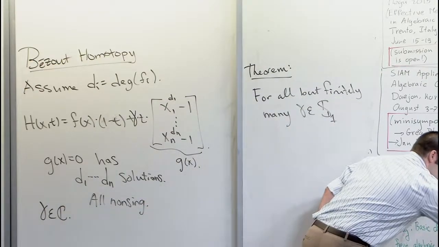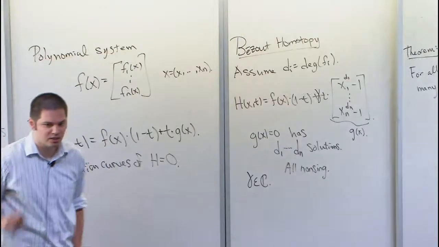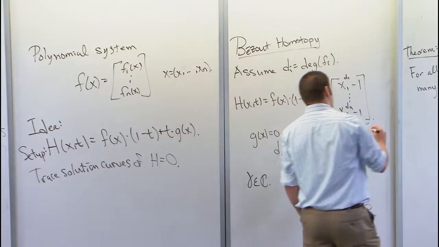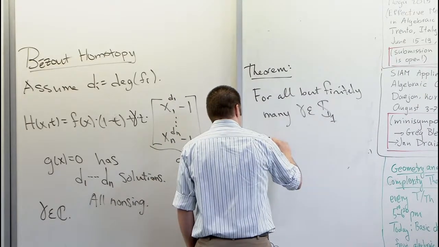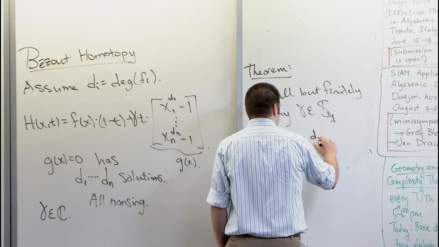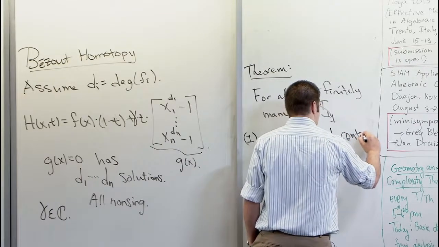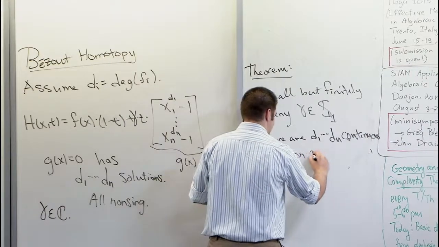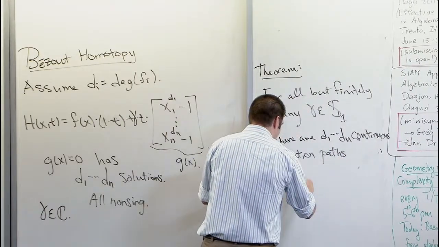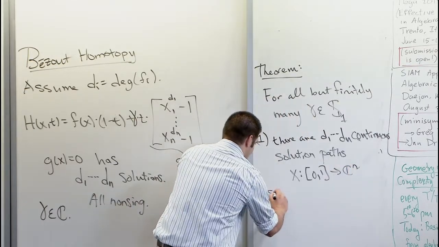Okay. And as you will see here, that's one of my statements of the theorem. So for all but finitely many points on the unit circle in the complex numbers, the following things hold. One, there are d1 through dn continuous solution paths. Let's say x such that.